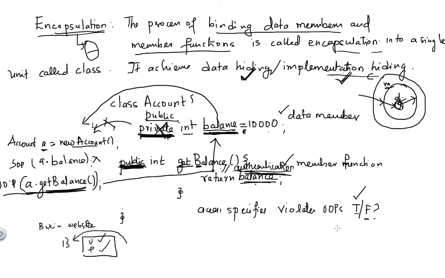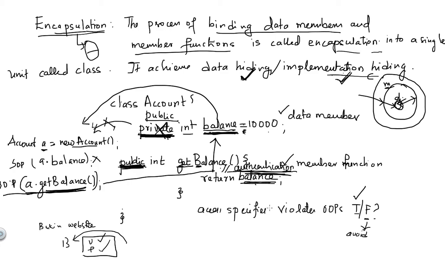They do ask this question during interviews: does the access specifier violate the OOPS principle? Is it true? You should say yes, it is true. But in order to avoid that, what should you do? You have to authenticate the user first and then provide the private data.